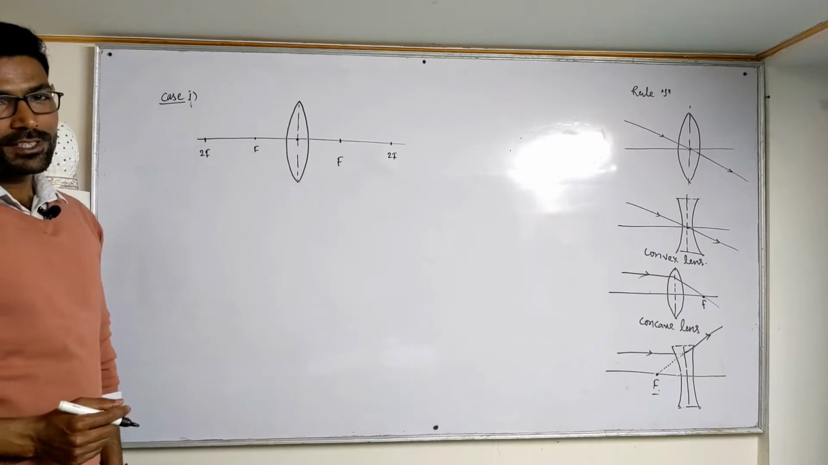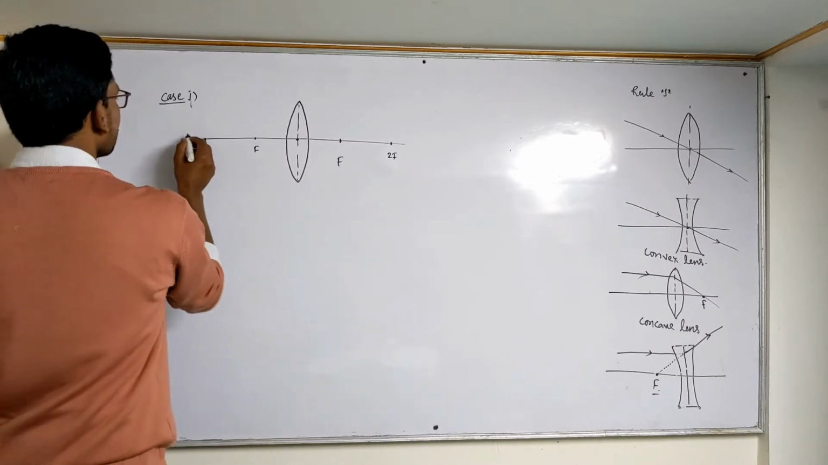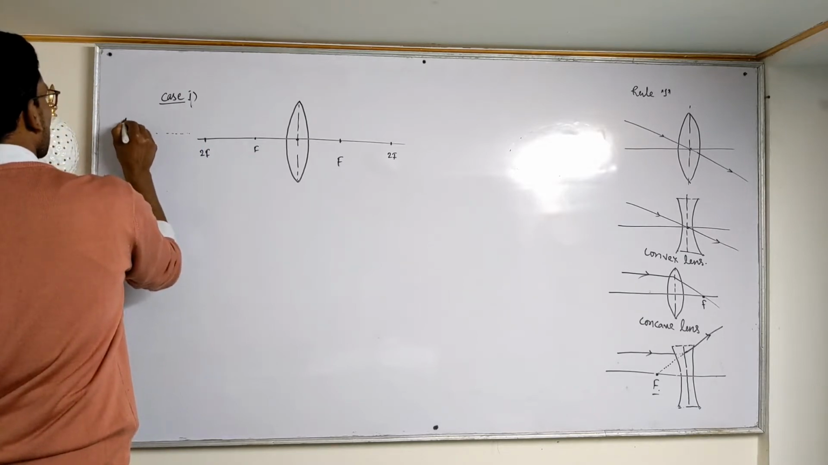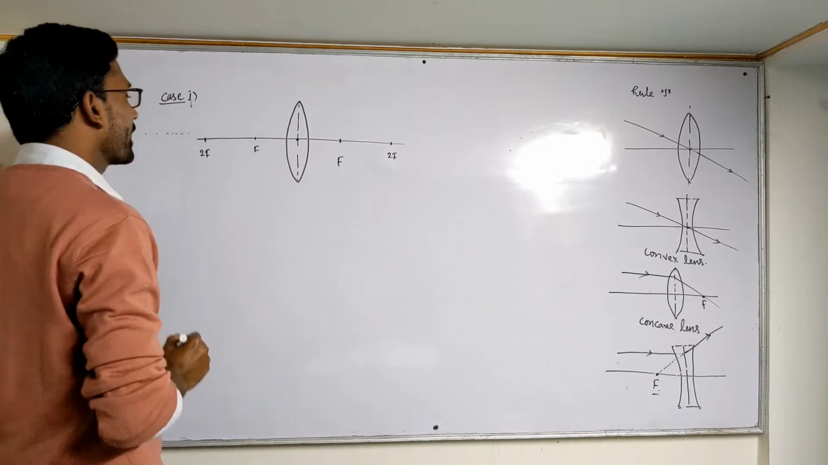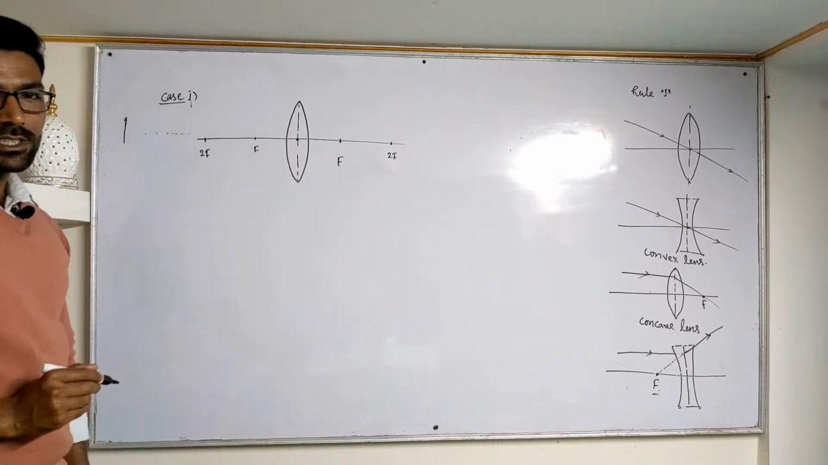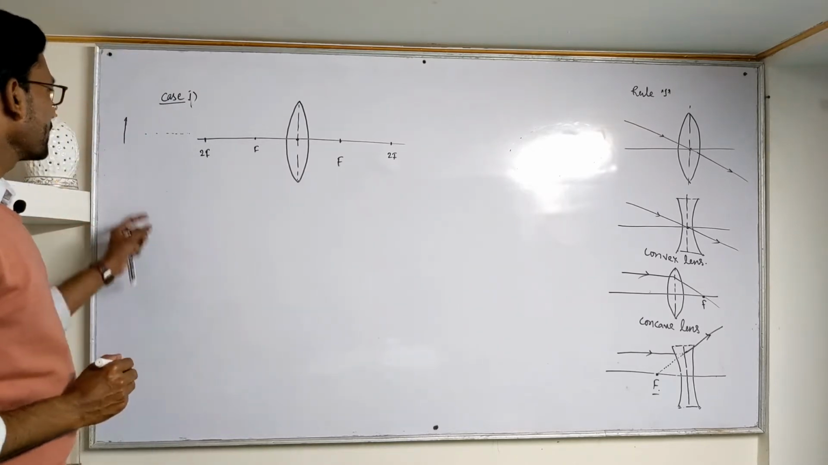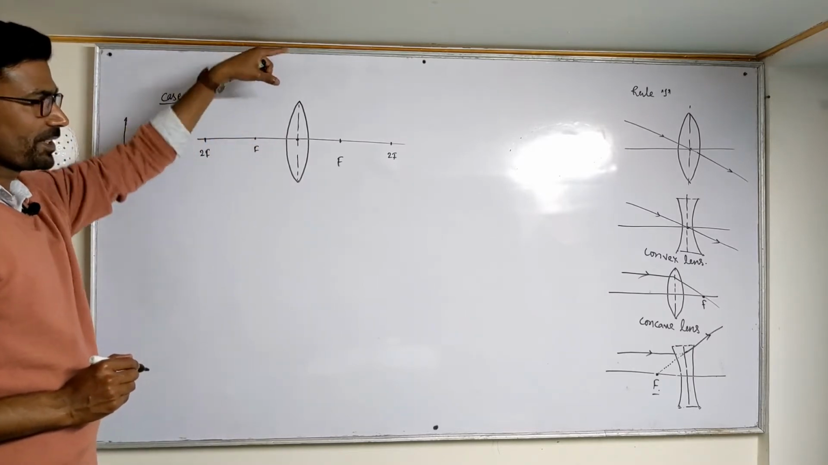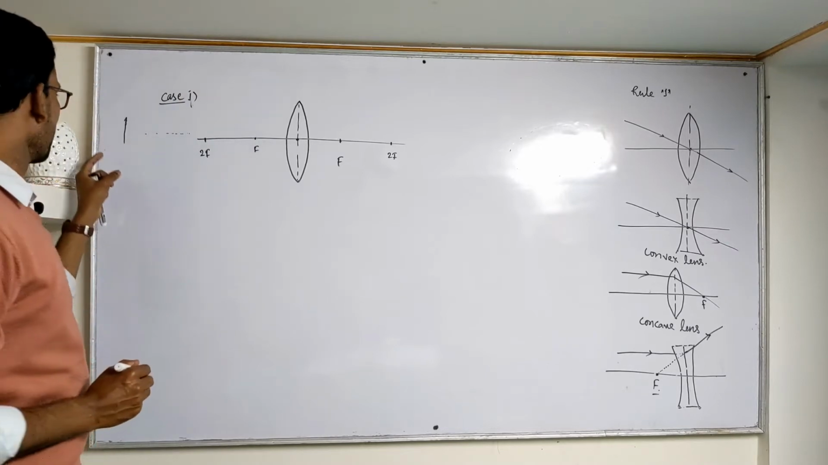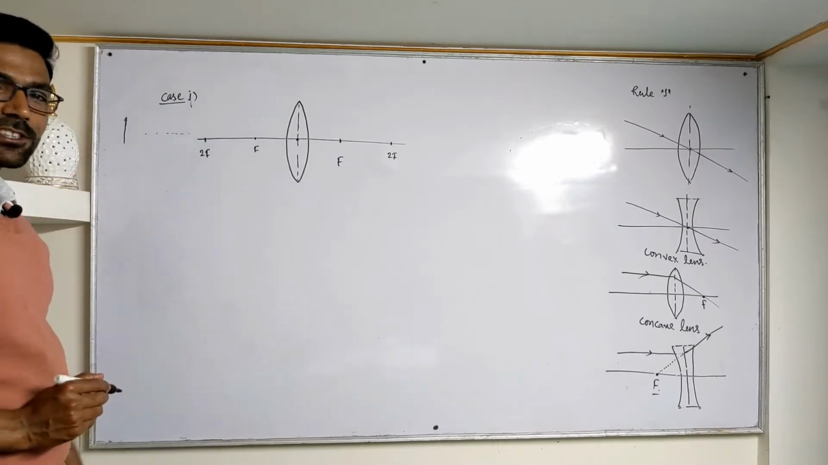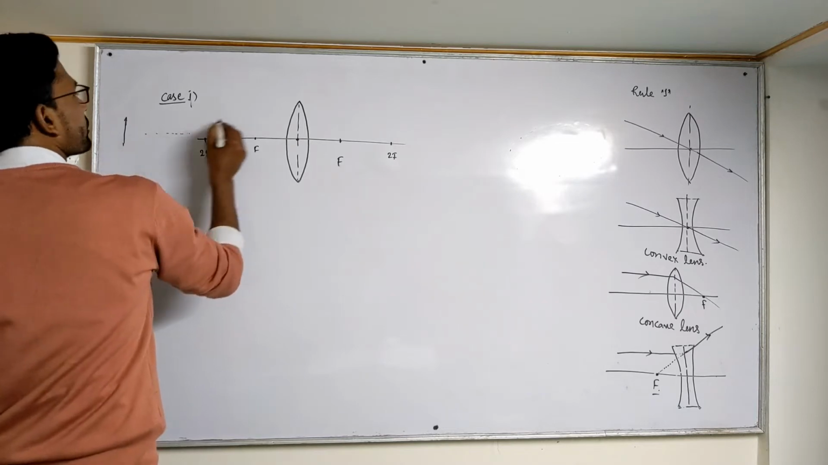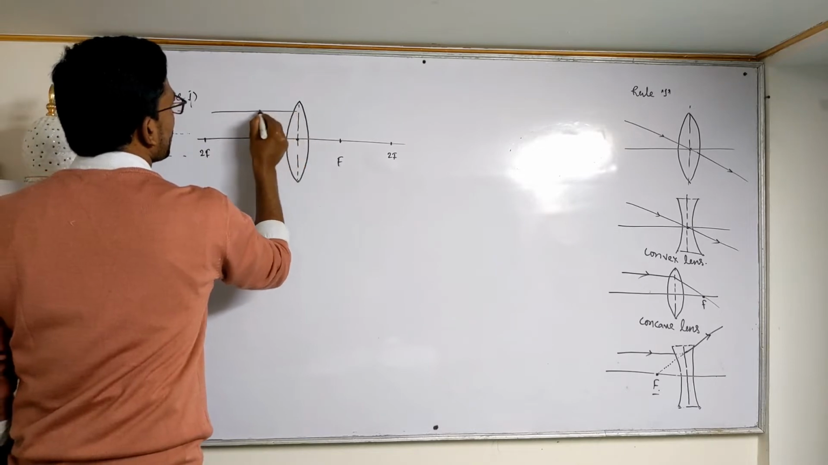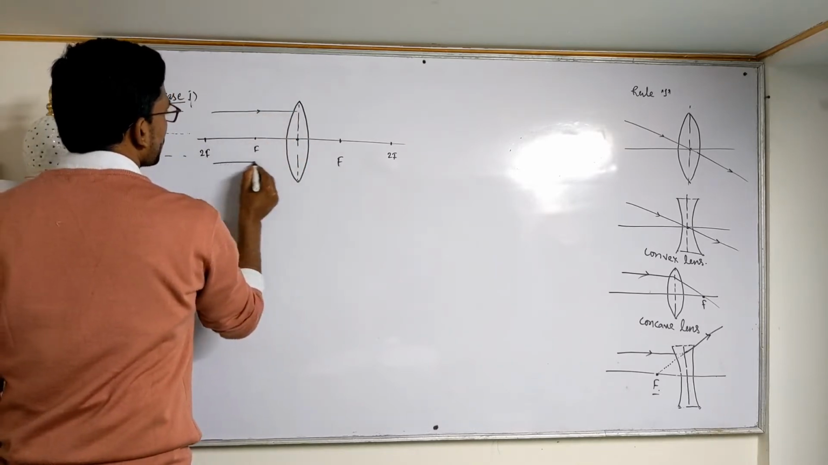Suppose an object is placed at infinity, this way. This is the object which is placed at infinity. Then we can say the ray of light which will be incident on this lens, it means the first surface or first plane of this lens, is parallel to the principal axis, in this way, parallel to the principal axis.